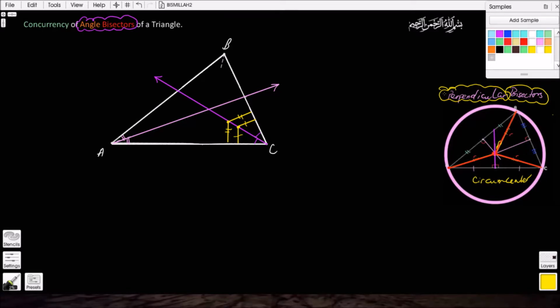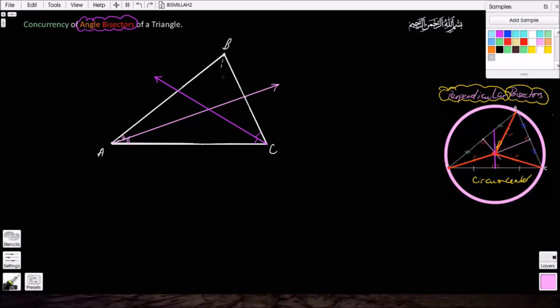Correct? Now every point, including the point of intersection of these two angle bisectors right here, is going to be equidistant from this side, like this, and then it's going to be equidistant from this side, like this. So it's going to be equidistant from those sides. Now let's draw the third angle bisector to complete our picture here.